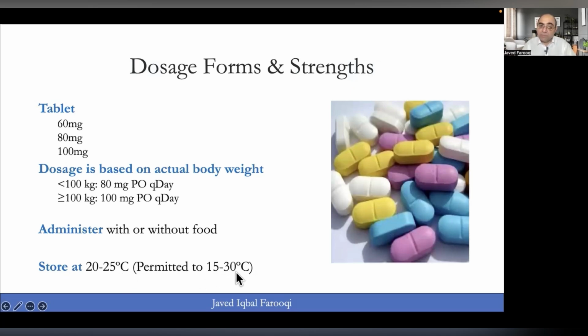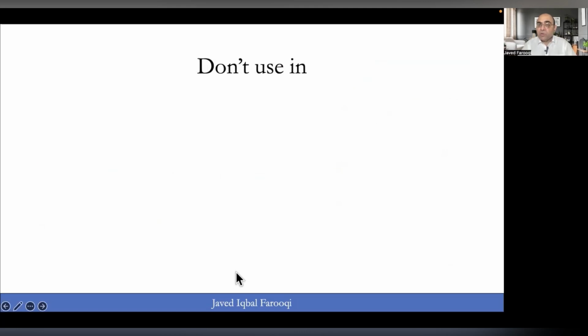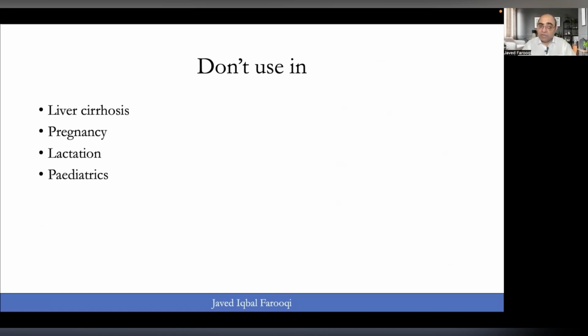Don't use resmetirom in liver cirrhotic patients, in patients who are clinically cirrhotic. In pregnancy, data is not available. In lactating mothers and in the pediatric age group, in these populations, data is not available yet.